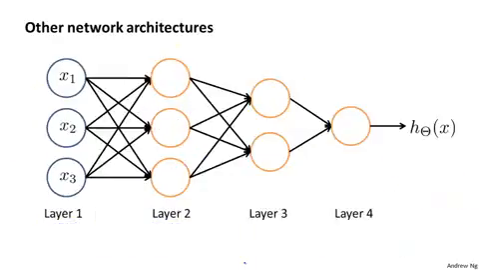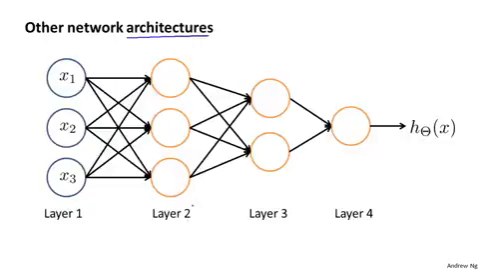But just to point out, you can have neural networks with other types of diagrams as well. And the way that neural networks are connected, that's called the architecture. So the term architecture refers to how the different neurons are connected to each other. This is an example of a different neural network architecture.